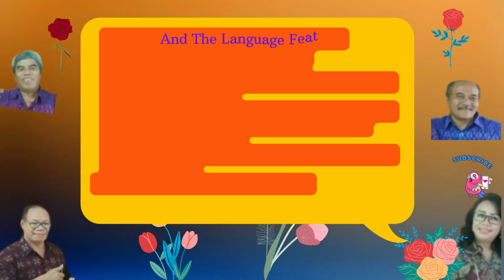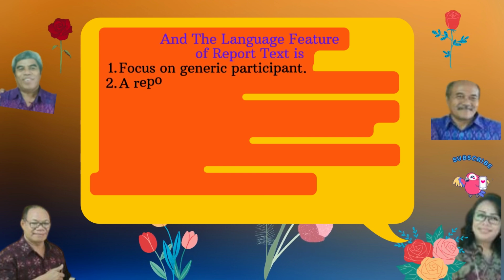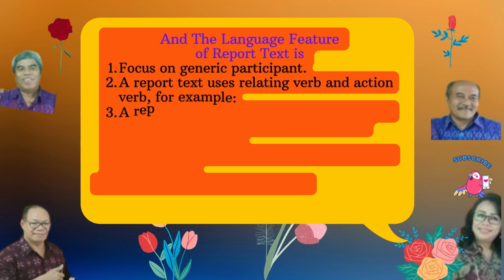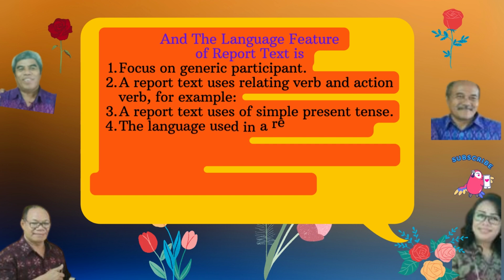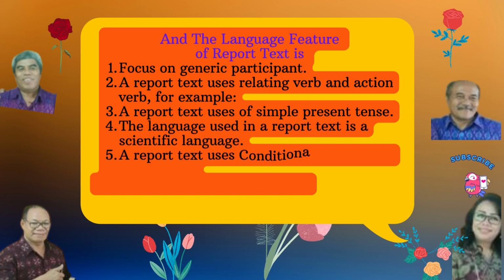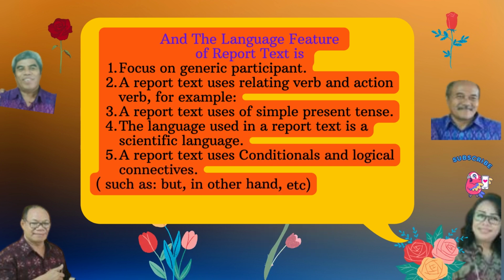Language feature of report text. 1. Focus on generic participant. A report text always introduces a group or general aspect and focuses on general nouns, such as platypus, bees, etc. 2. A report text uses relating verb and action verb, for example, relating verb, reptiles are scaly animals, etc. Action verb, birds fly in the sky, etc.